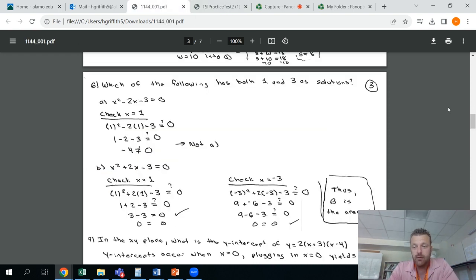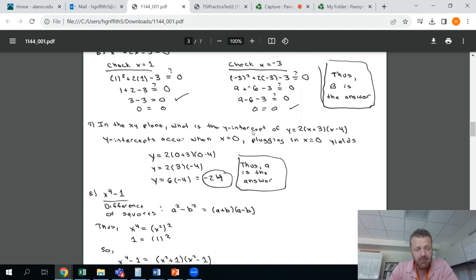So all that you're really asked to do in question 7 is to plug in x equals 0 into that equation that you were given. So if you notice, I take the original equation, which was y equals 2 times quantity x plus 3 times quantity x minus 4. I plug in 0 for x, I do some simplification, and I find that when x is equal to 0, y equals 2 times 3 times minus 4. That turns out to be 6 times minus 4, which is just minus 24.